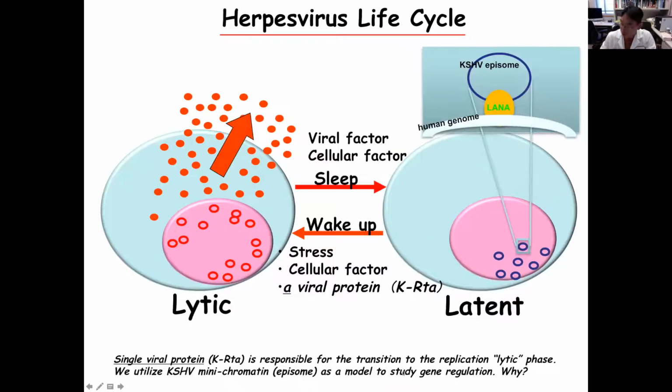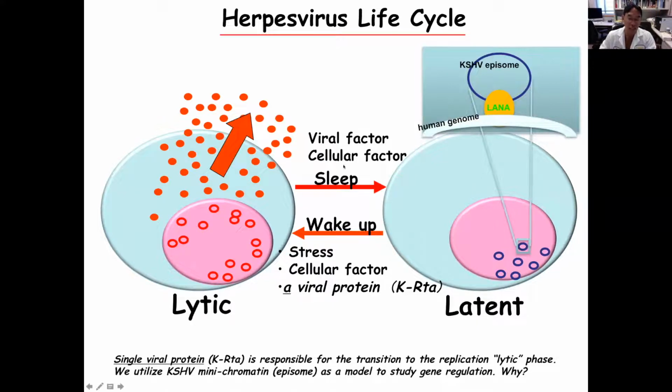Similar to other herpesviruses, KSHV also has two life cycles. One is lytic replication, which produces viral virion particles that then infect neighboring cells. The other is latent infection, where the virus stays dormant and doesn't express much protein, except a very few proteins, and stays latent to hide from the host immune system.